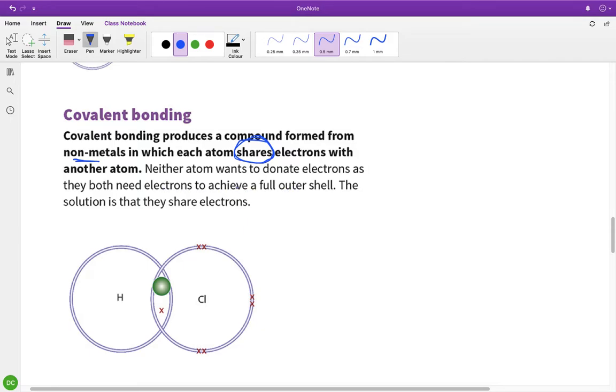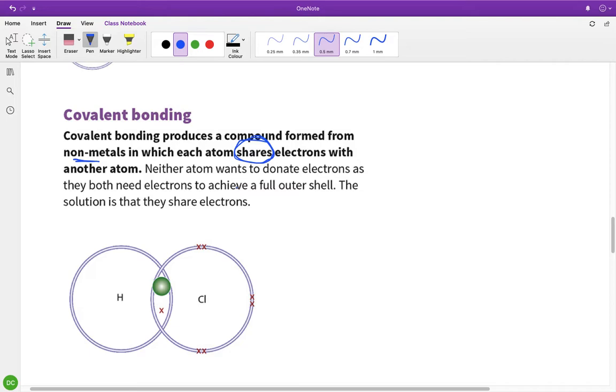So this, I suppose it depends. It will generally happen between non-metals. It will always happen between non-metals. So here we have an example of hydrogen and chlorine. So they're both non-metals. They're both liquids and gases. And I suppose it's when you don't have that obvious, like group 1, group 7, lose an electron, gain an electron kind of thing. This is where they're just going to share it.